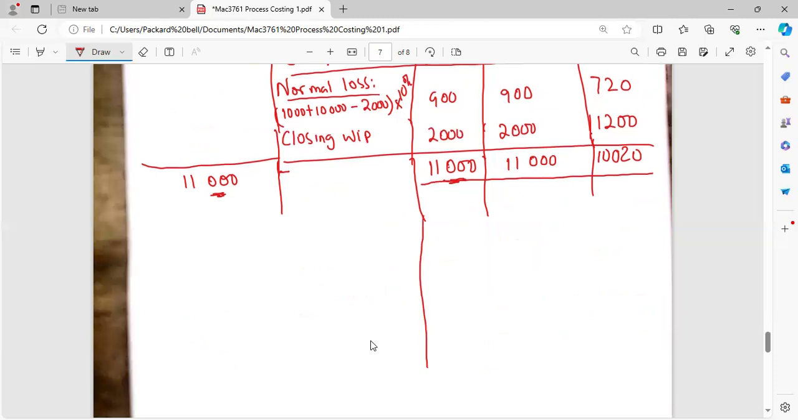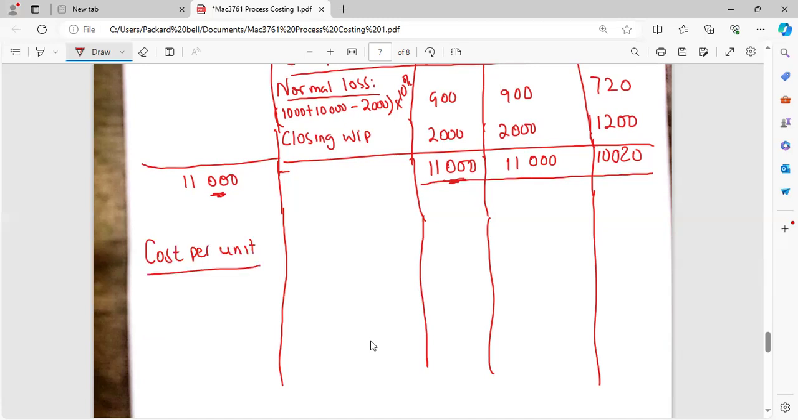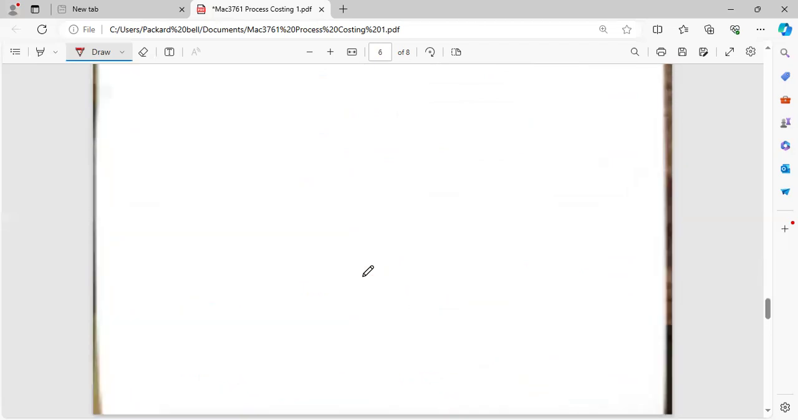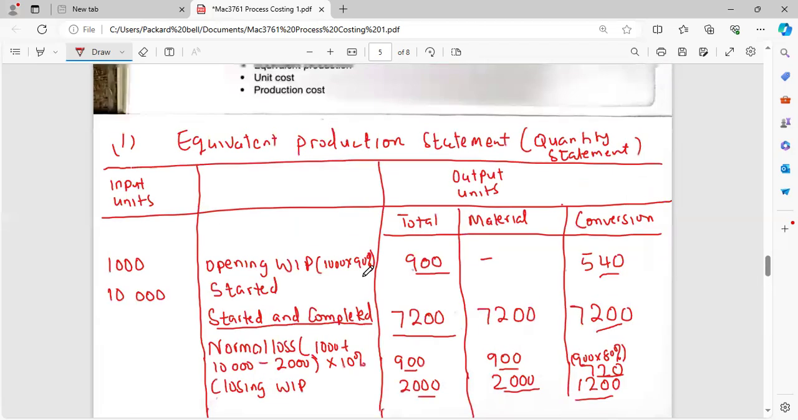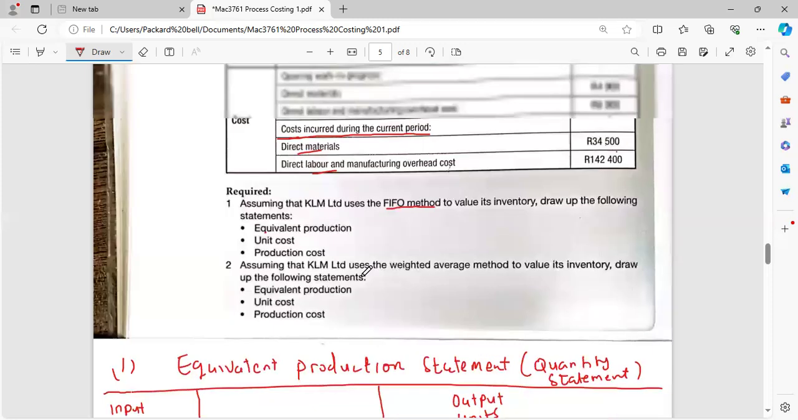The cost per unit, that's another thing that we should look at. Remember when we were using FIFO, we said that for the cost per unit, we use the current production. Now we are using weighted average. In our cost per unit calculation, when we are using the weighted average, we combine opening and current year's production. So we come here to our question and check: we are using the weighted average.